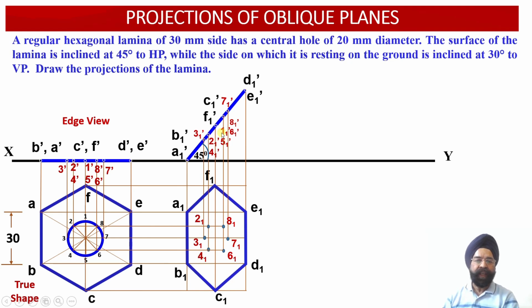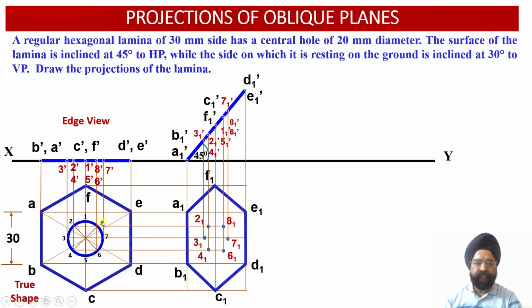And similarly, we have drawn a vertical projector through the point 6-1 dash. So this point is 6-1 dash. Through this point, once we draw a vertical projector, we are going to get the intersection of the vertical projector drawn through 6-1 dash and the horizontal projector drawn through the point 6. So this point will be obtained as 6-1.